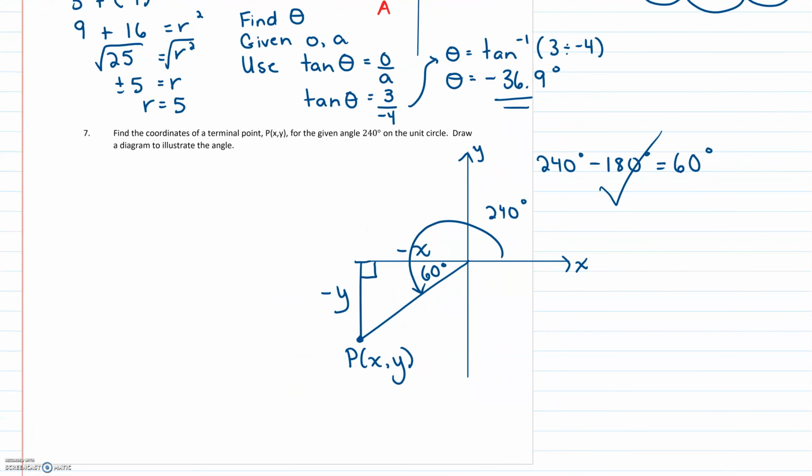A lot of people were able to find 60 degrees. However, to find x, you have a right angle triangle. We've been working with SOHCAHTOA for so long now. You have to remember to do sine and cos. If you do tan, it's not going to help you, and I'll explain why. So this is the negative x. That's negative y, and this is the radius, which is actually equal to 1 because we're on the unit circle.